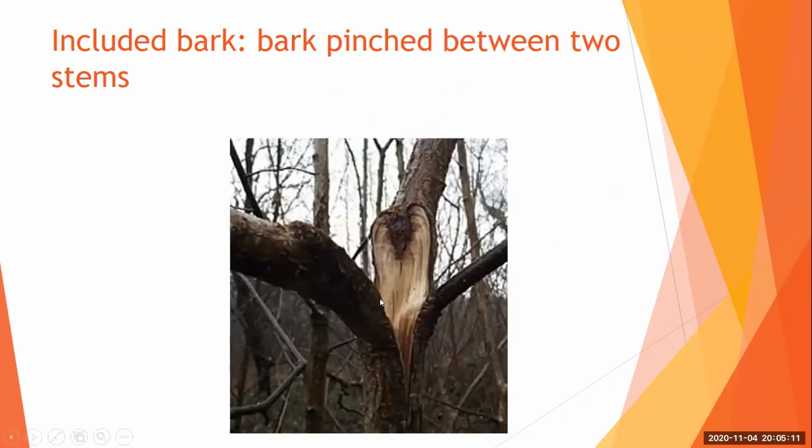All right, so what happened here? Split. Why? Included bark. Exactly. So you don't have any connection. These are codominant stems. They have included bark, which is bark that is pinched between the two stems. So there is no attachment there. So with any wind or any type of rain, it's going to split.